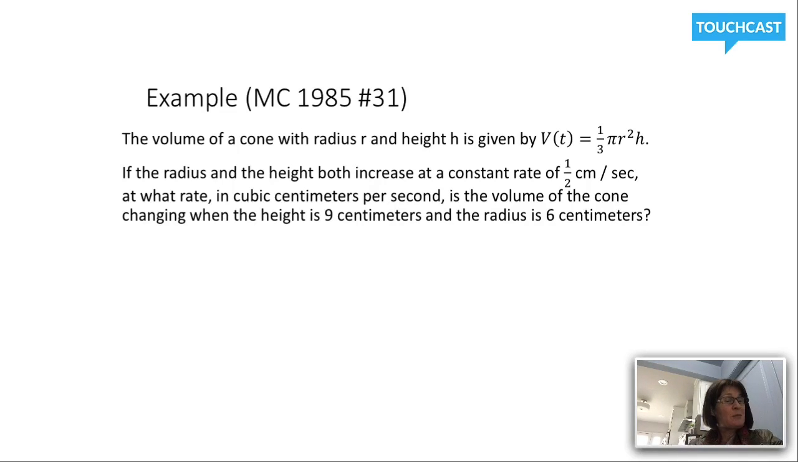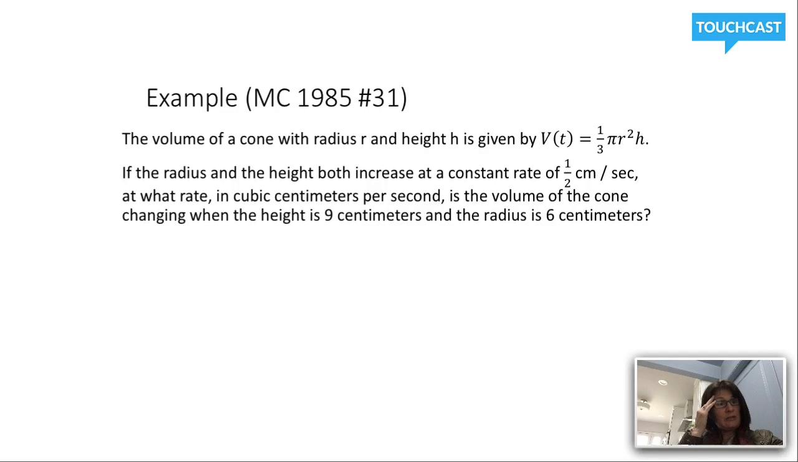And I'm expecting that answer is going to be positive because I just said my volume is increasing, so the rate of change of the volume with respect to time must be positive. Okay, and what is the rate of change of the volume at the exact moment when the height is 9 and the radius is 6 centimeters? So, what do I know?